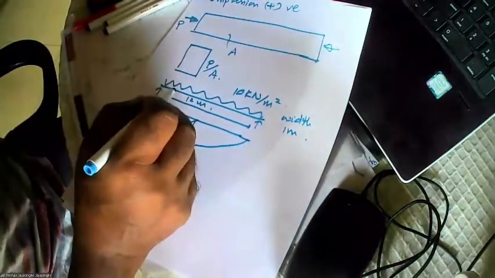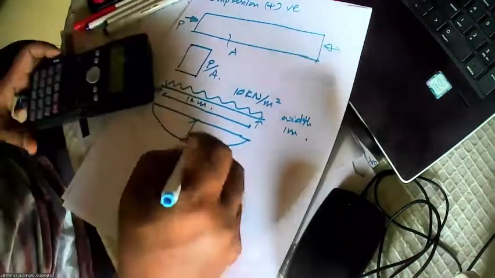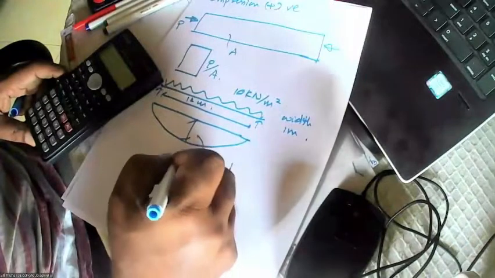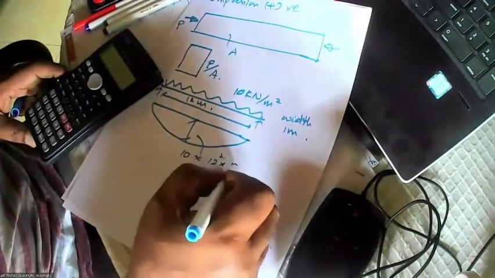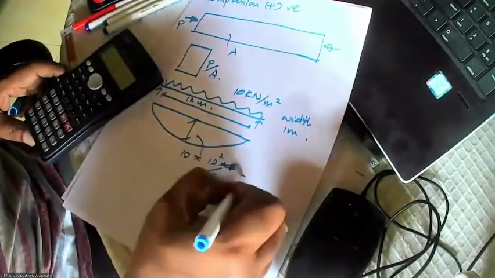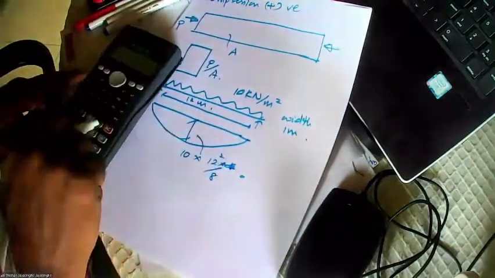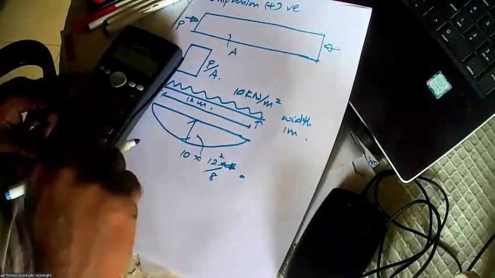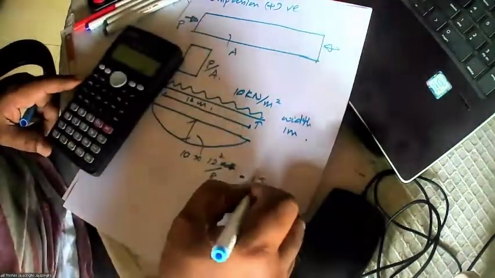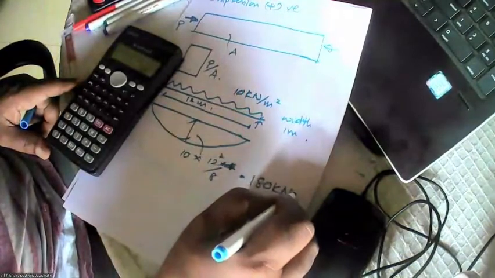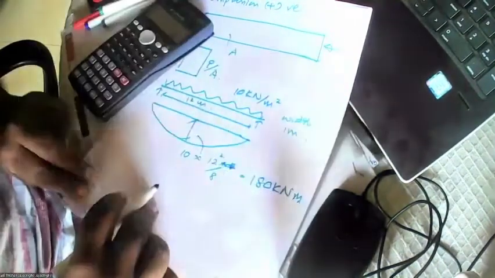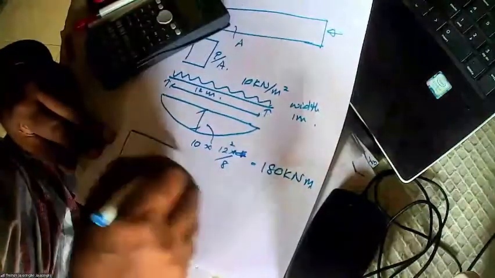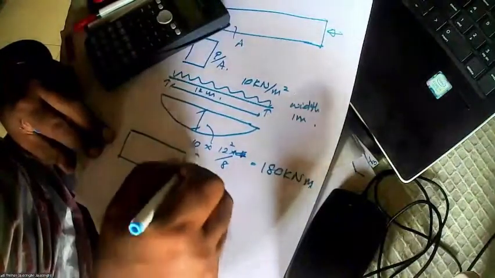So you get WL squared over 8, 10 into 12 squared divided by 8. So that is 180 kilonewton meters. And let's say the depth is 700. 700 is the depth.